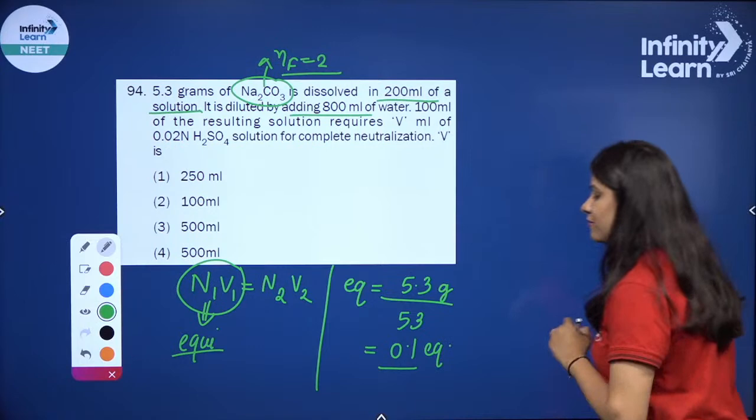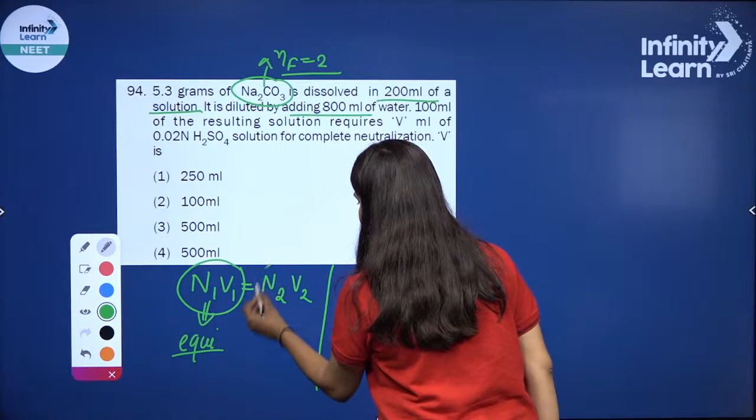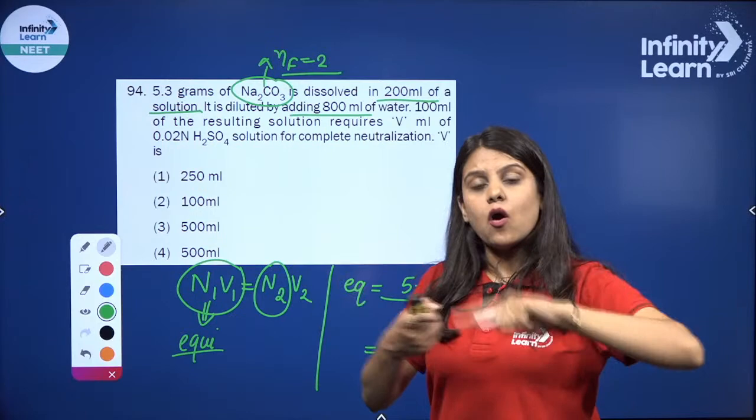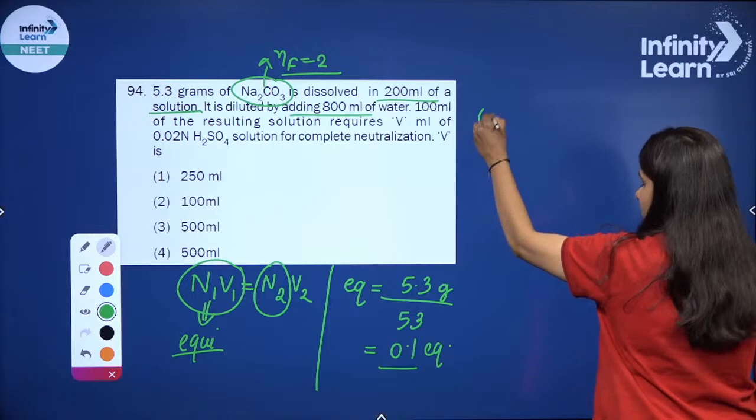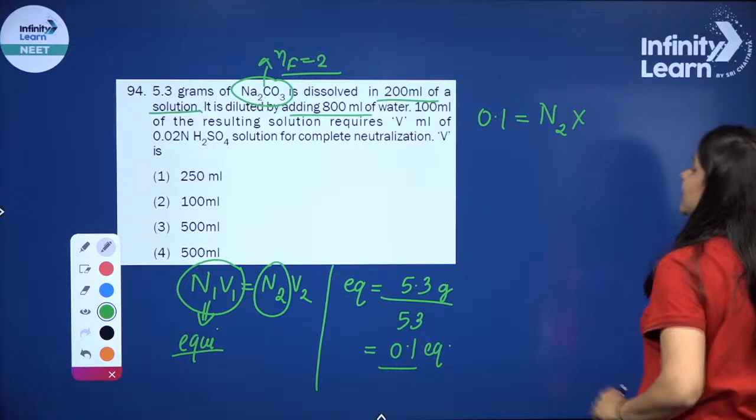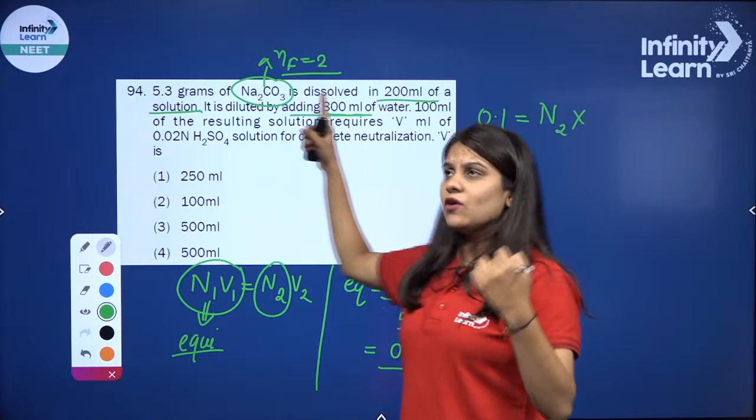So, I can write them here. I'll calculate the normality after dilution. What will be the normality of this Na2CO3 solution after dilution? So what I'll do, I'll substitute this here. And what will be N2? N2 I need to calculate. What is V2? V2 is the volume. Now how much water I'm adding? 800 ml. Initially how much was there? 200 ml. Yes, Kalyan, you are absolutely right. So it will be now 1000.